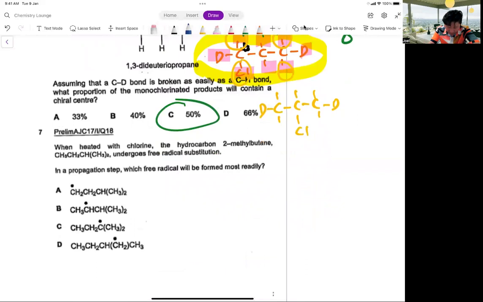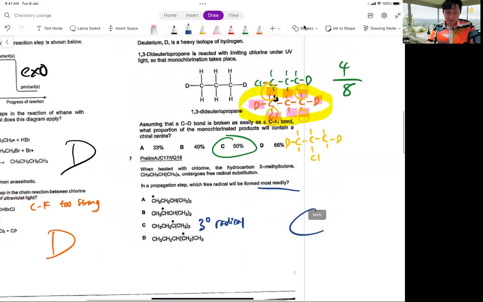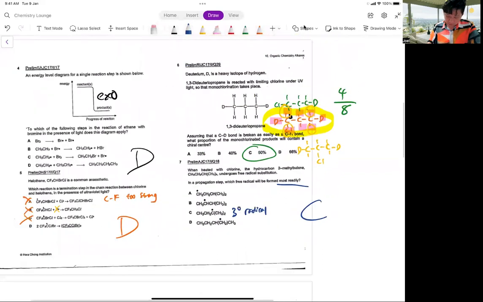Because there's a tertiary radical. Very good. So the tertiary radical is always the most stable, so most readily formed. So answer is C. Perfect. Okay, very good.